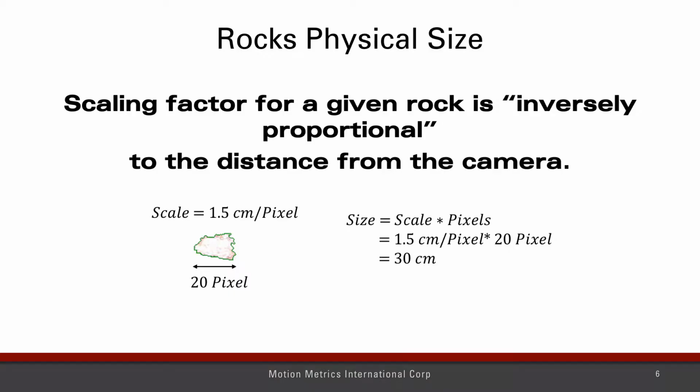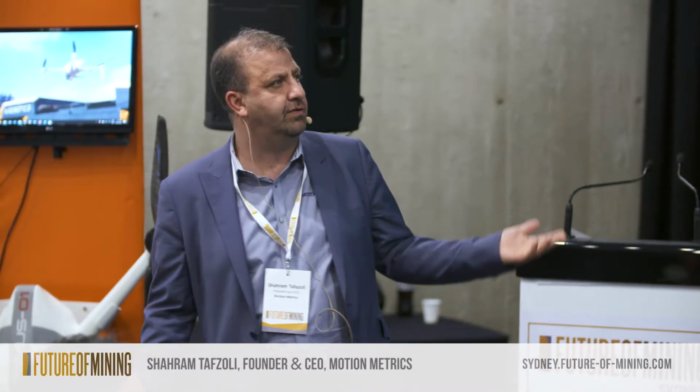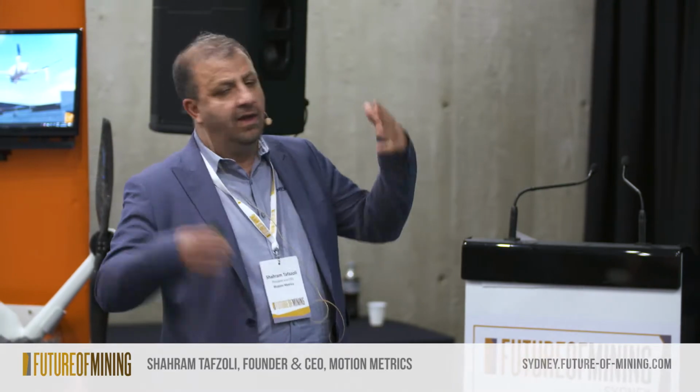So what about the physical size of rocks? We need scaling. Imagine you have this image which represents a rock, and it's formed with 20 pixels. You need to know the scale in terms of centimeters per pixel. If this is 1.5 centimeters per pixel, you multiply that, so your scale factor says that the rock is 30 centimeters. That's essentially the projection of a physical rock on the camera image.